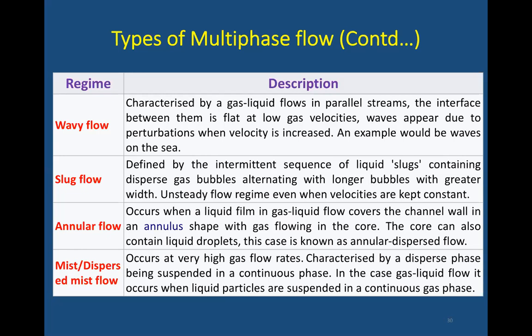Annular flow. In annular flow, maybe your water or liquid is flowing in the middle portion, but inside there's some gas also flowing. At that time we will see the annular flow. Mist flow, dispersed mist flow. It occurs at very high gas flow rates. It is characterized by a dispersed phase being suspended in a continuous phase. In this case of gas-liquid flow, it occurs when liquid particles are suspended in a continuous gas phase.